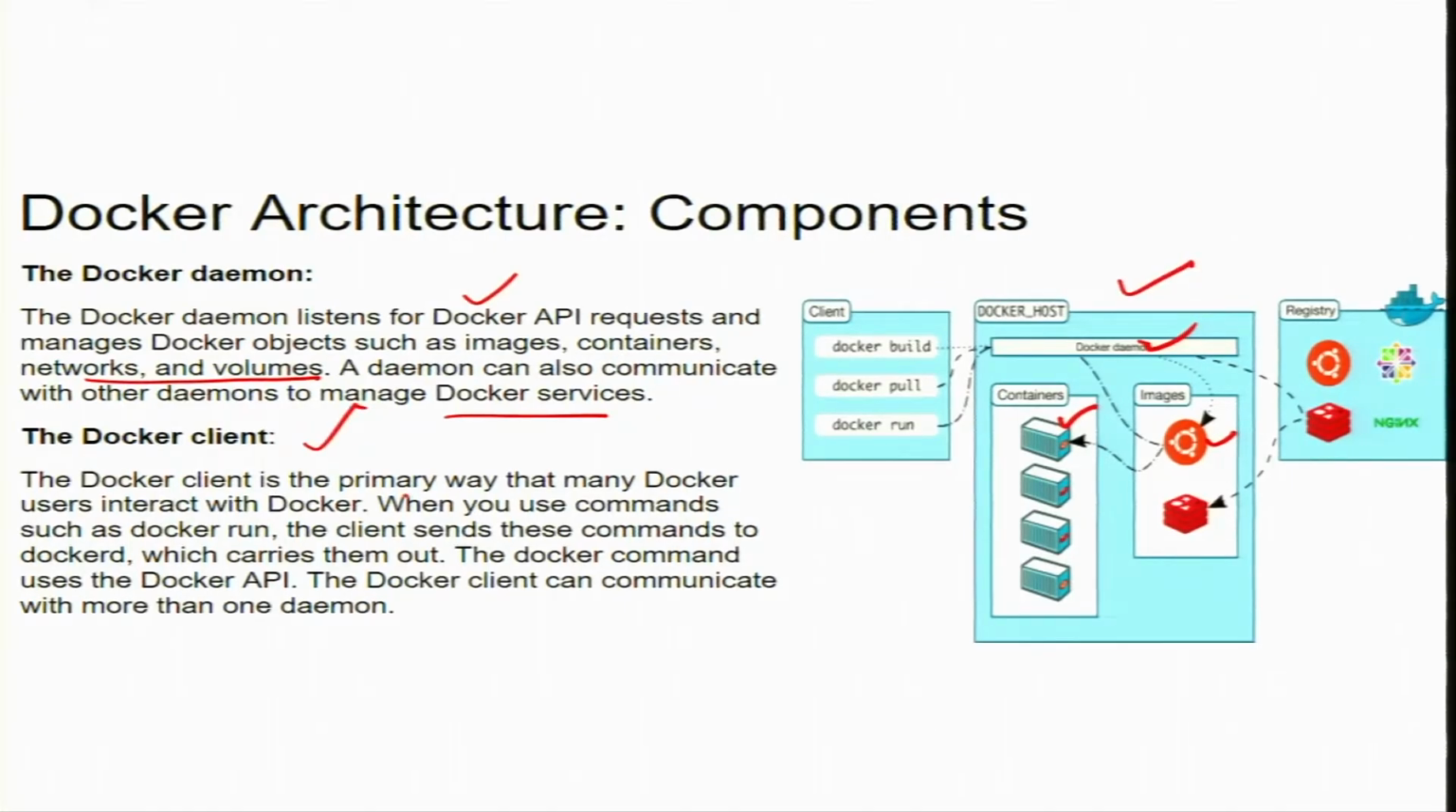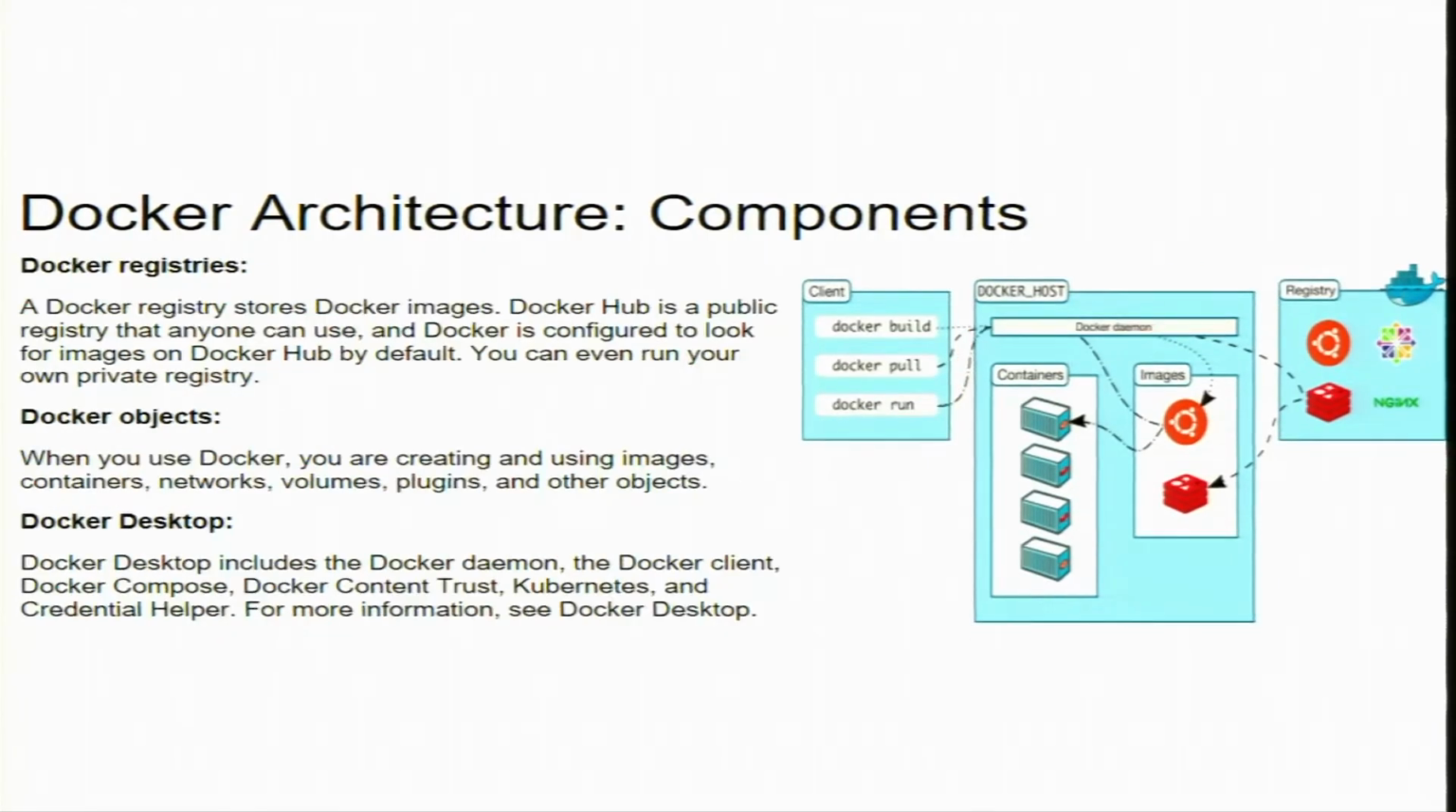The Docker client is the primary way that Docker users interact with Docker. When you give a command such as docker run, the client sends the command to the Docker daemon, where it carries them out. So, when you say docker run at the Docker client, this command is picked up by the Docker daemon and it starts the execution.